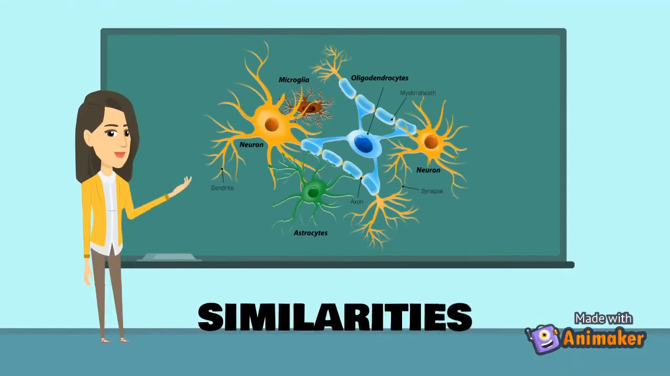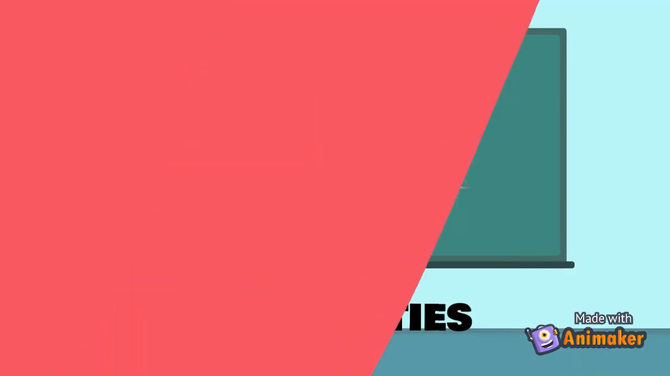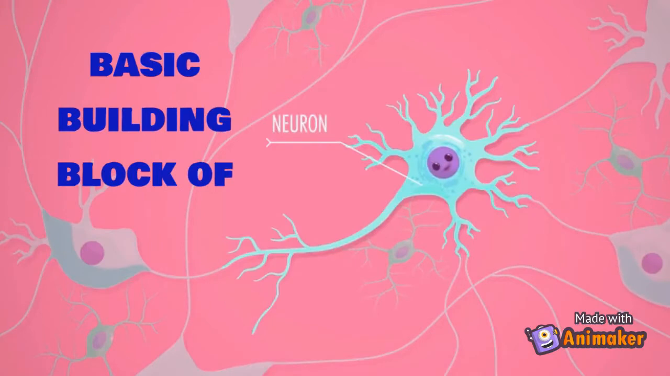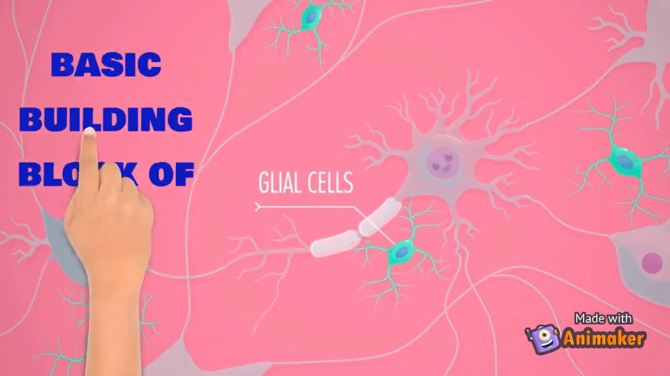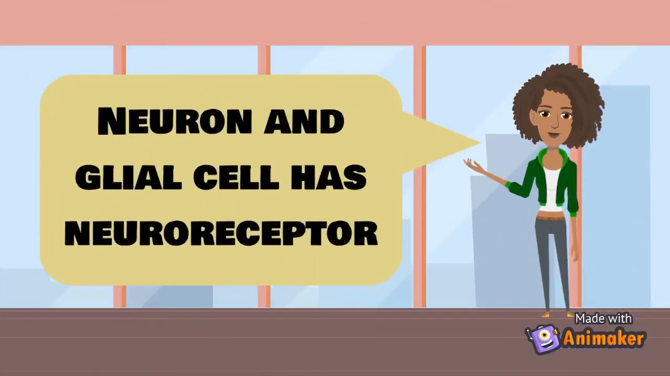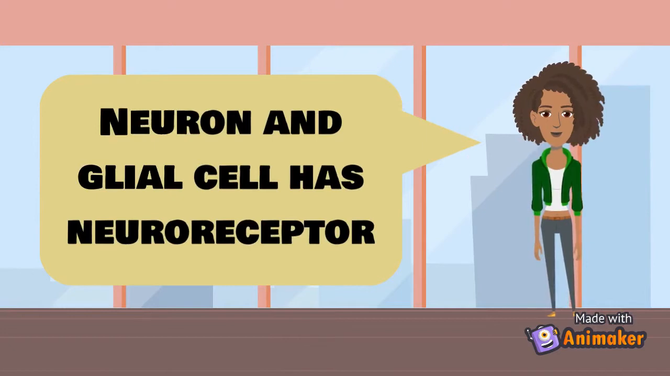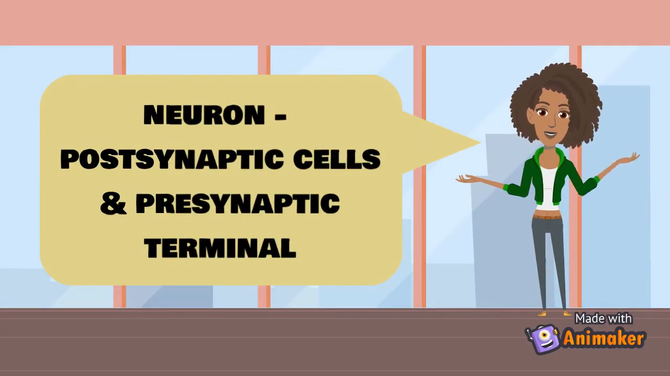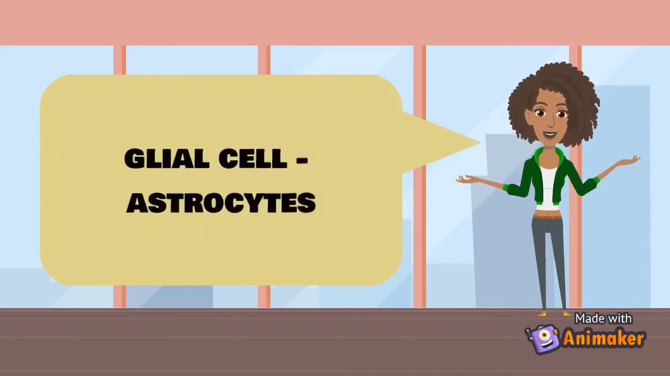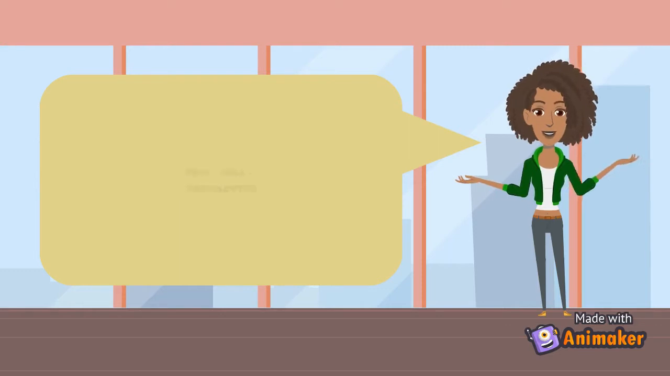Let's begin with the similarities of neuron and glial cells. Both neuron and glial cell are the basic building blocks of the human nervous system. Neuron and glial cell complement each other in order to function normally. Also, neuron and glial cell are similar as they have neurotransmitter receptors, also called neuroreceptors. In neuron, neuroreceptors are present in the postsynaptic cells and presynaptic terminal, while glial cell has neuroreceptors in the astrocytes.